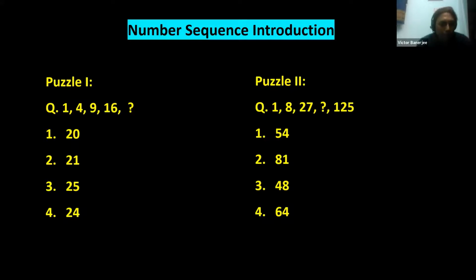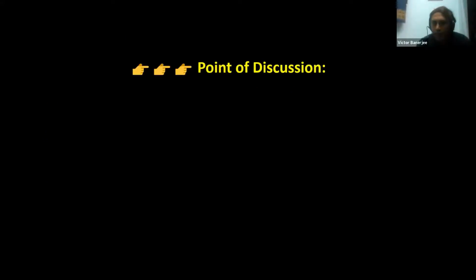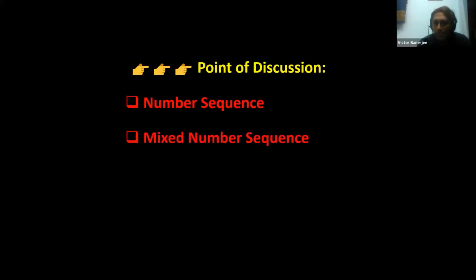Now, let me quickly introduce what we are going to cover in today's session. First, number sequence, which is a single sequence type. Next, mixed number sequence, that means there can be two or three series together. And then some analogy questions. These are the three basic topics we are going to cover in today's session. Let me start with the first, number sequence, a single sequence.